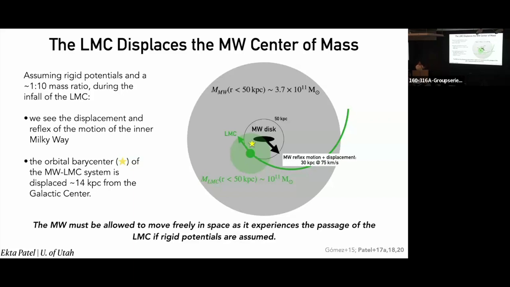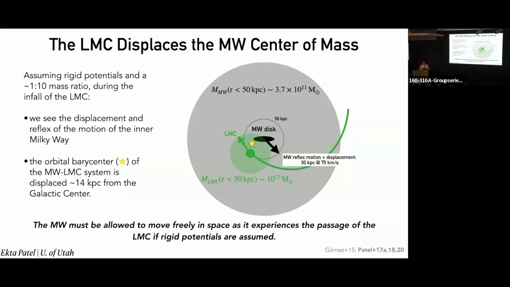Another thing that we notice here is that the barycenter of the Milky Way-LMC system is also going to move. And so just the simple idea of the fact that the LMC is a 1 to 10 mass ratio interaction has a great impact on the Milky Way, and therefore our understanding of the dynamics of literally everything else that's also moving through the Milky Way's halo. And like I said, this is just in the rigid potential assumption. So you can still just think of these two things as spheres that have moving centers of mass. So we're not yet in the more complicated picture.